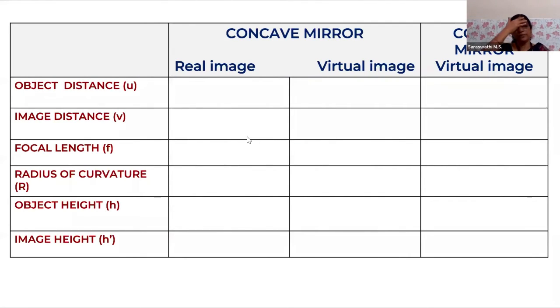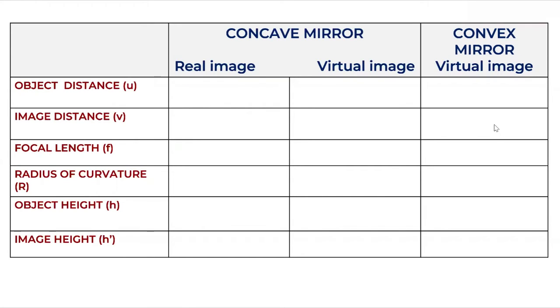So now we have two types of images, real images and virtual images. Now quickly we'll go through the sign conventions for them. Object distance, real and virtual image. What should be the sign for both real and virtual image? Object distance, negative, ma'am. Negative for all cases. Image distance for real image, negative. Virtual image, positive.